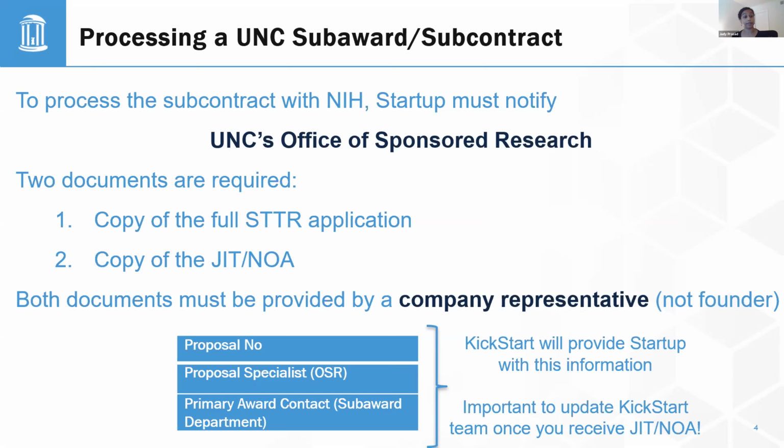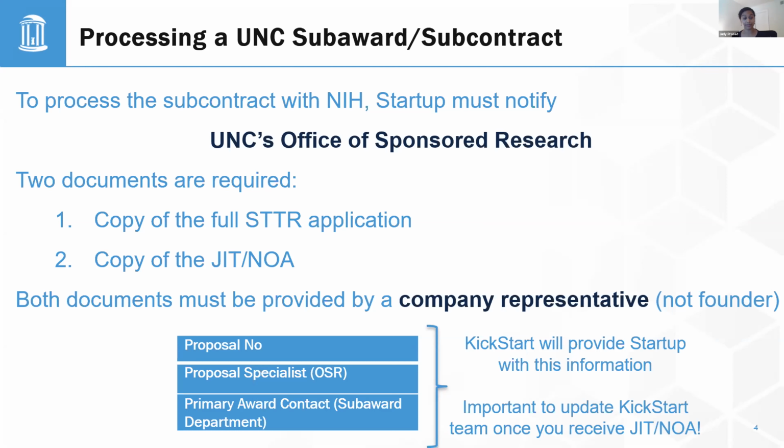What happens next is that the company representative needs to approach the Office of Sponsored Research with two documents. The first is a copy of the full STTR application. This is important because it breaks down not only the budget for the entire award, but also the scope of research for the subaward and for the company. That information is necessary for OSR to move forward with conflict of interest review when it comes time to approve the subaward and permit the laboratory on campus to begin executing the research described within.